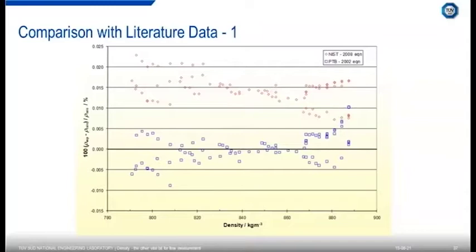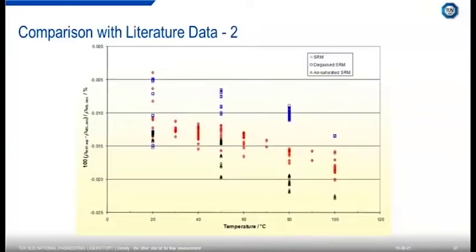And you can see the agreement with the PTB data is within 0.005%. The NIST data appears to be a bit further off. It's getting towards the limit of what we would think of for our uncertainty. But when I looked at the NIST data in a wee bit more detail, what I realized was that the equation they had quoted was for what they call their standard reference material.